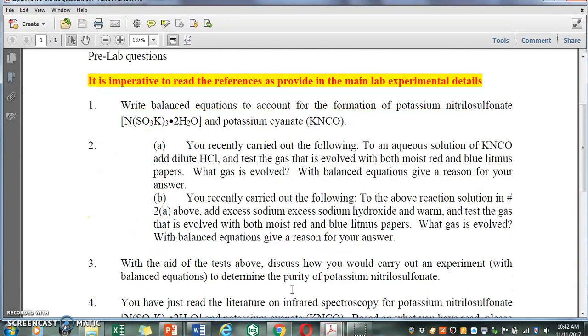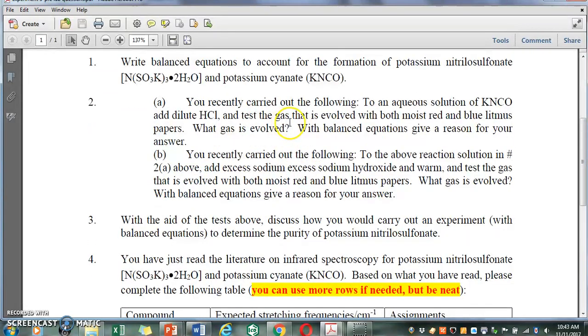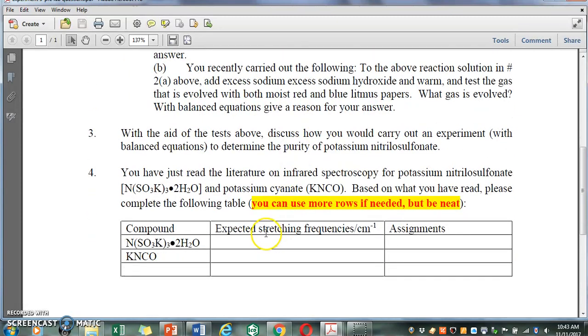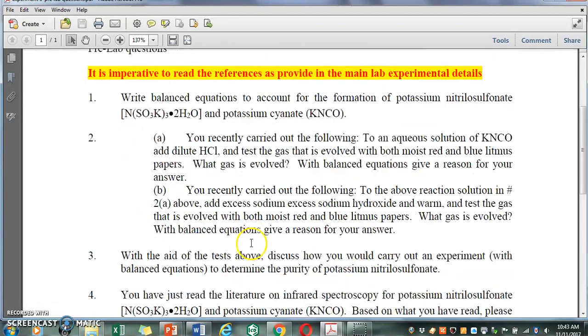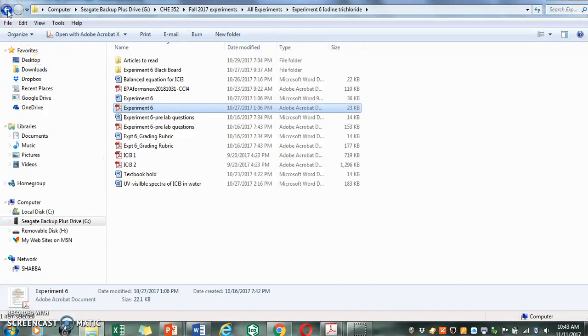Experiment 9, pre-lab. Once again, this is where you should have done some reading, because the references are there. Many of you didn't utilize the table, as if I were using Microsoft Word. Scrappy, bad presentation. All of these are given, and this is experiment 9.